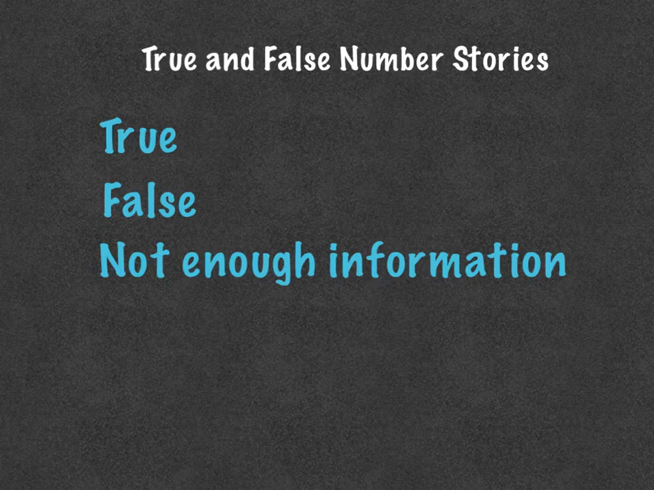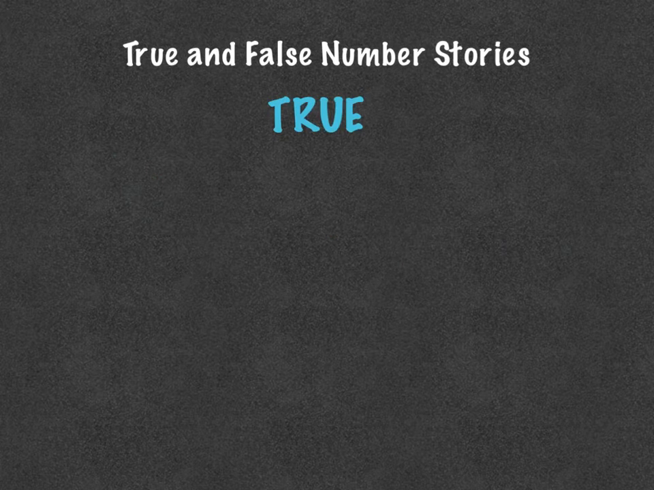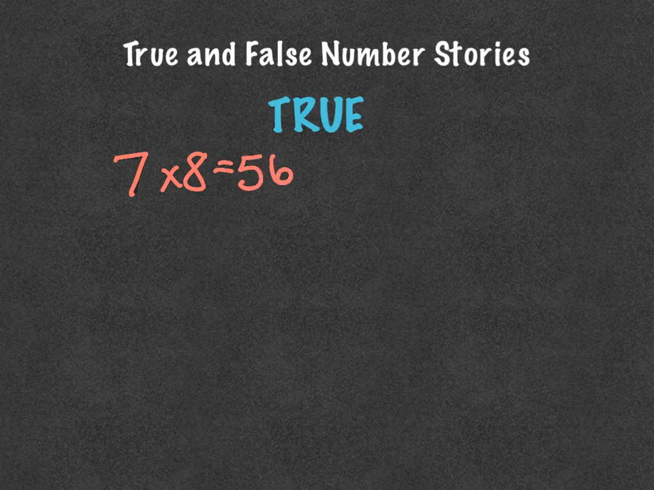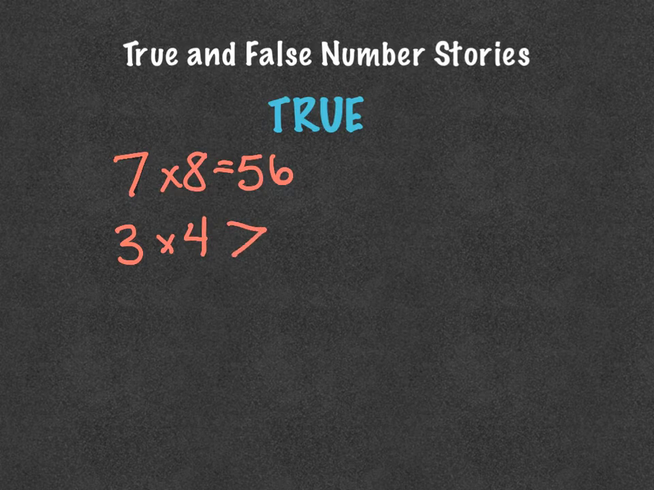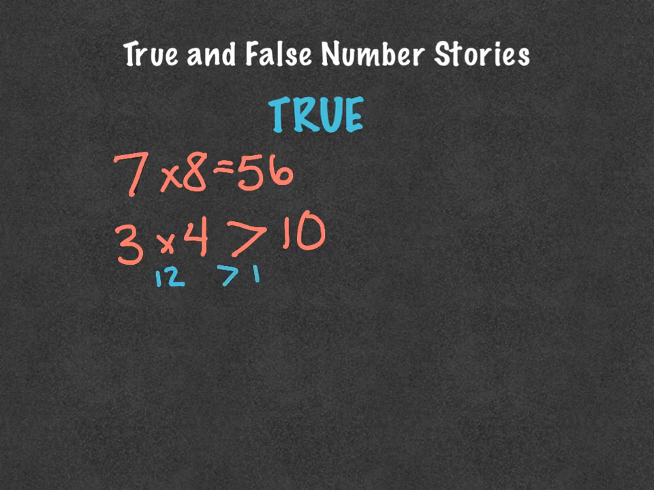Okay, so let's start with some true statements. So if we have something like, let's change our color here, 7 times 8 equals 56. That's a true statement. We know that 7 times 8 is 56. If I say 3 times 4 is greater than 10, that's also a true statement because 3 times 4 equals 12 and 12 is greater than 10, right?